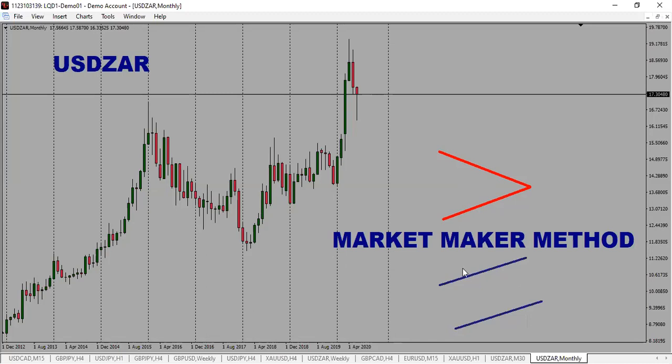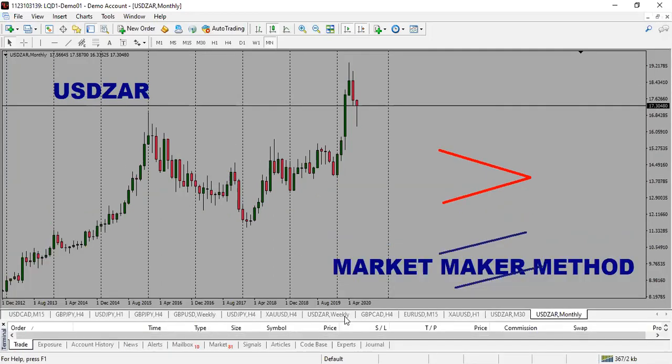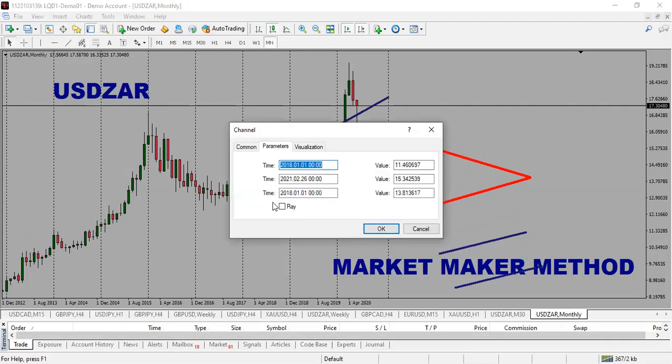Okay, USD ZAR. This is where I will start. We are on a higher time frame, as you can see. This is how I plot my trend lines, because they will help me even when I put them on the higher time frame, but they will also definitely help me on the smaller time frame.